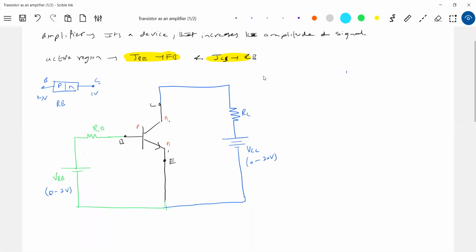Now I am going to apply an AC signal. So what is the AC signal? I'll put a red color here. The signal which has to be amplified, I'll supply it here. This is Vin, and this is VBB. The signal which has to be amplified will get like this. So this is a very small signal.